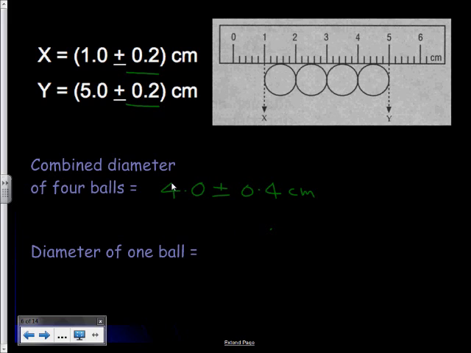All right, and so 4.0 plus or minus 0.4 centimeters. So the diameter of one ball would be 1/4 of that, 1.0 plus or minus 0.1 centimeters. And so effectively also by using this process of measuring 4 balls and dividing by 4, we've managed to get our uncertainty down here, all right? Not a particularly low uncertainty, 10%, but that's what the example produces.